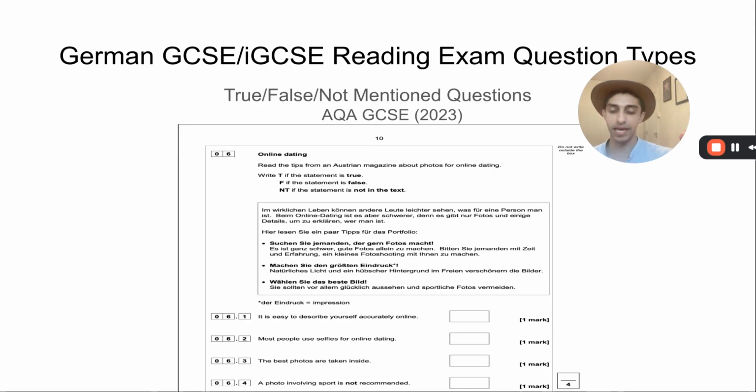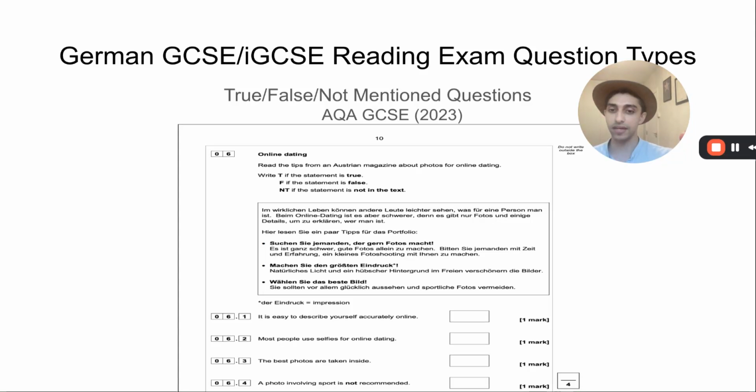Okay, the next kind of question is true, false, or not mentioned questions. This example comes from AQA, again, from their 2023 reading paper. So you can see the instructions written out at the top again. This article's on online dating. And you'll be given a text, as with each of these question types. Read through the text fully at least once, perhaps even twice if you've got the time in the exam.